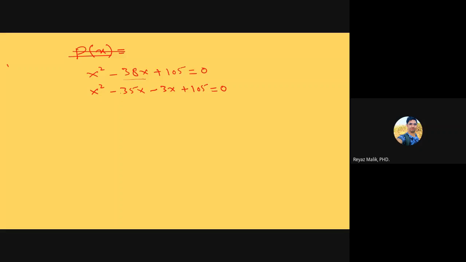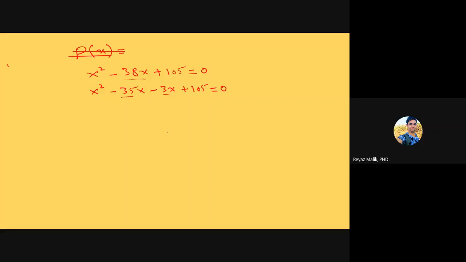Now see, this 35 into 3 is 105, plus 105. x into x is x square, so it should come the same on both sides. 35 into 3 is 105, and minus 35 minus 3 is minus 38. It is exactly as we have taken. So this is the mathematical manipulation, but for solving, this is very necessary for further treatment. This is called a mathematical manipulation.